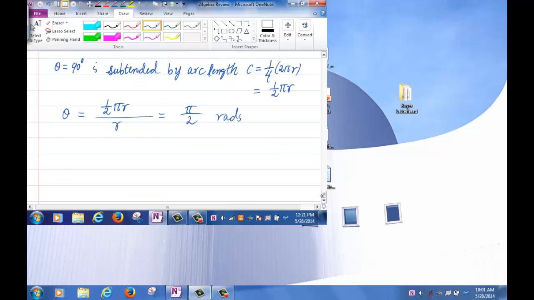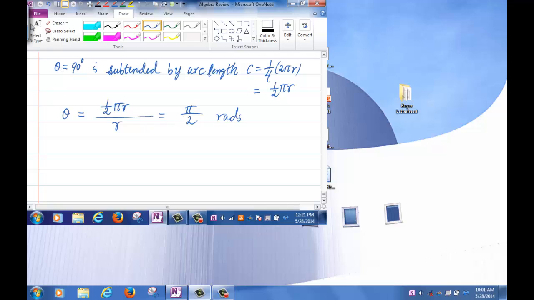Everybody's okay? The radian measure of a 90 degree angle is pi over 2. Now I have some bad notations here. In one place I'm saying theta is equal to 90 degrees, in another place theta is equal to pi over 2. But I mean the measure of theta is equal to 90 degrees, or the measure of theta is equal to pi over 2 radians, okay?